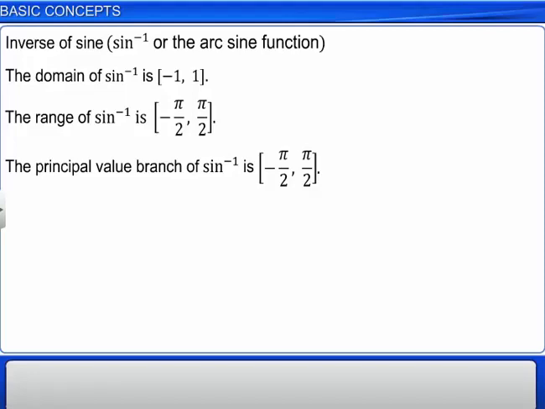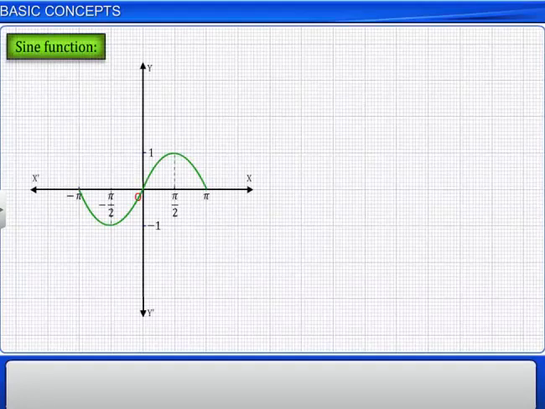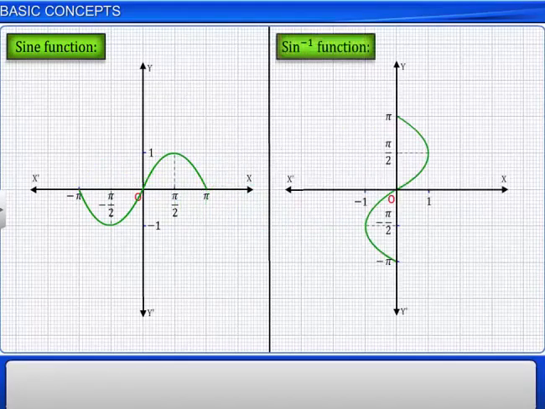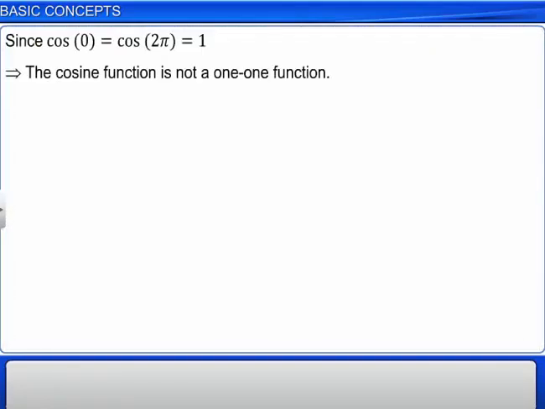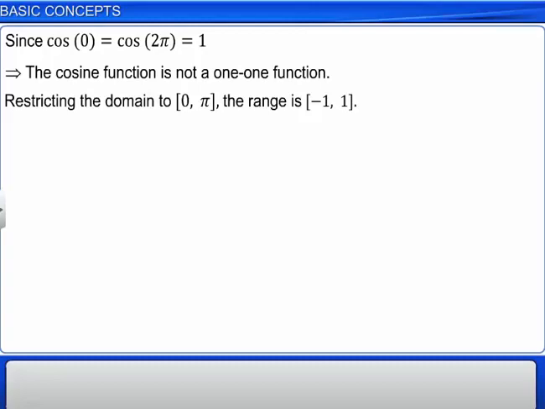Remember that if y is equal to sine inverse x, then sine y is equal to x. The graph of the sine inverse can be obtained by interchanging the x and y axes in the graph of the sine function. Let's now proceed to the cosine function. As the values of cos 0 and cos 2 pi are equal to 1, it is not a 1, 1 function. On restricting the domain to 0, pi, it becomes 1, 1 and onto with the same range. In such a situation, the cosine function is a bijection and its inverse exists.